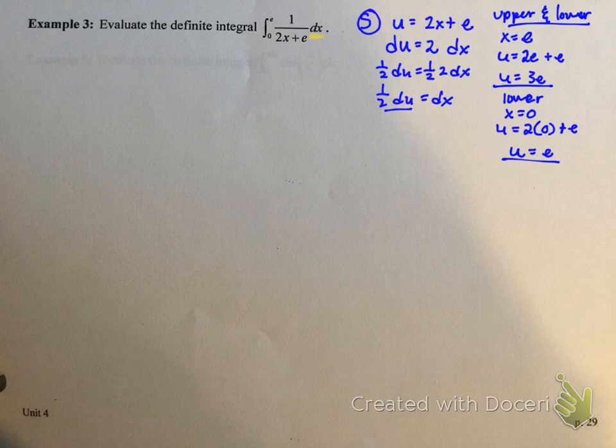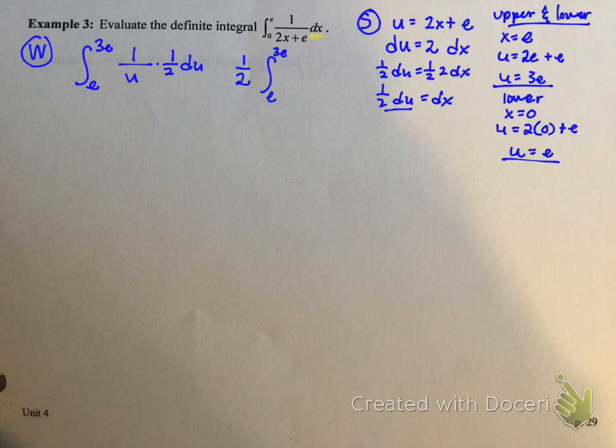So now the next step I need to do is to rewrite this. So I have the integration, lower limit we just found to be e, and the upper limit we found to be 3e. And I have 1 over u times 1/2 du. So let's go ahead and kick out the 1/2. And we have e to 3e, 1 over u du. Okay? I can once again rewrite this to make this a little bit easier because I do have a rule that says that u to the negative 1 du is equal to ln of u, okay? So what this is going to be is 1/2 times ln of u.